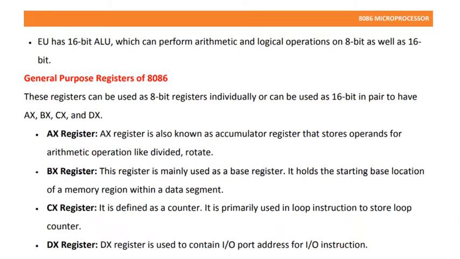The execution unit of the 8086 microprocessor has a 16-bit arithmetic logical unit which can perform arithmetic logical operations on both 8-bit as well as 16-bit data. So this is to be understood: the 16-bit ALU of the 8086 microprocessor is capable of performing both 8-bit as well as 16-bit arithmetic logical operations.